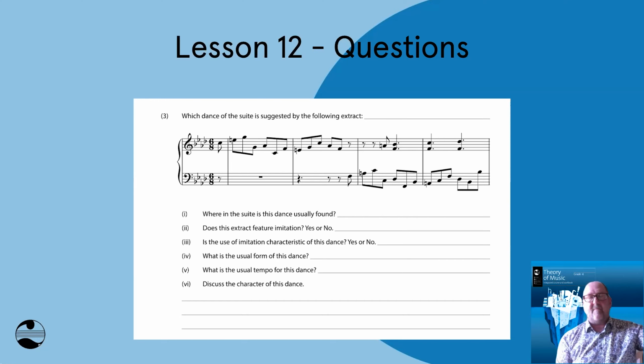Now, time. When we say what is the time for this dance, obviously it's 6/8 time in this instance, but if we ask you to describe the time of a particular dance in general, for jig you would say compound time. That's what you would say.